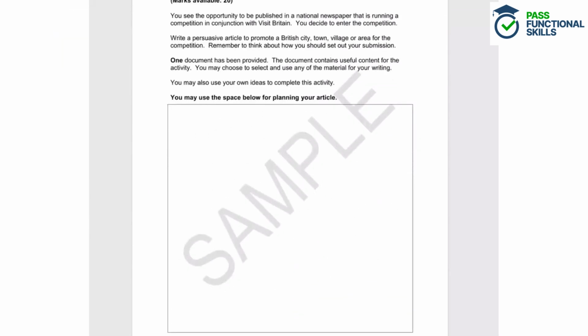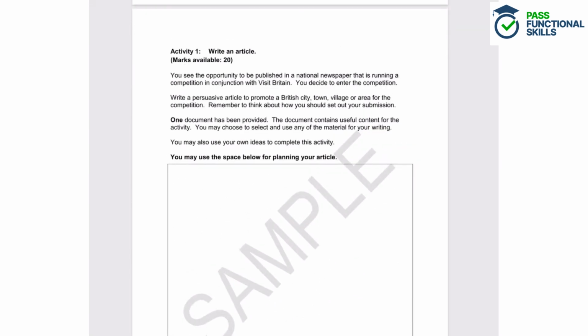So now let's take a look at the first question. Activity 1, write an article. You see the opportunity to be published in a national newspaper that is running a competition in conjunction with Visit Britain. You decide to enter the competition. Write a persuasive article to promote a British city, town, village or area for the competition. Remember to think about how you should set out your submission.